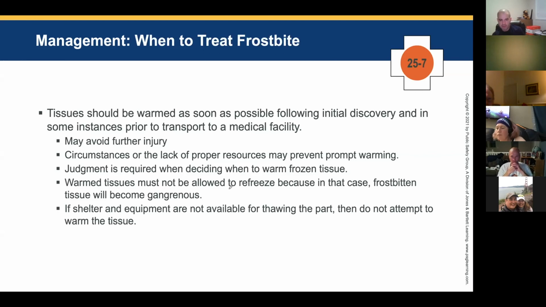Warm tissues may not be allowed to refreeze because in that case, frostbitten tissue may become gangrenous. And this one's going to be key. When we talk about rewarming frostbitten tissue, if there is any chance of that tissue becoming refrozen, then there's a 100% chance that person is losing whatever was frozen. So if their body tissue is frozen and we rewarm it and it becomes frozen again, they're losing it. So we want to make sure that when we decide to rewarm, they are not going to be refrozen.